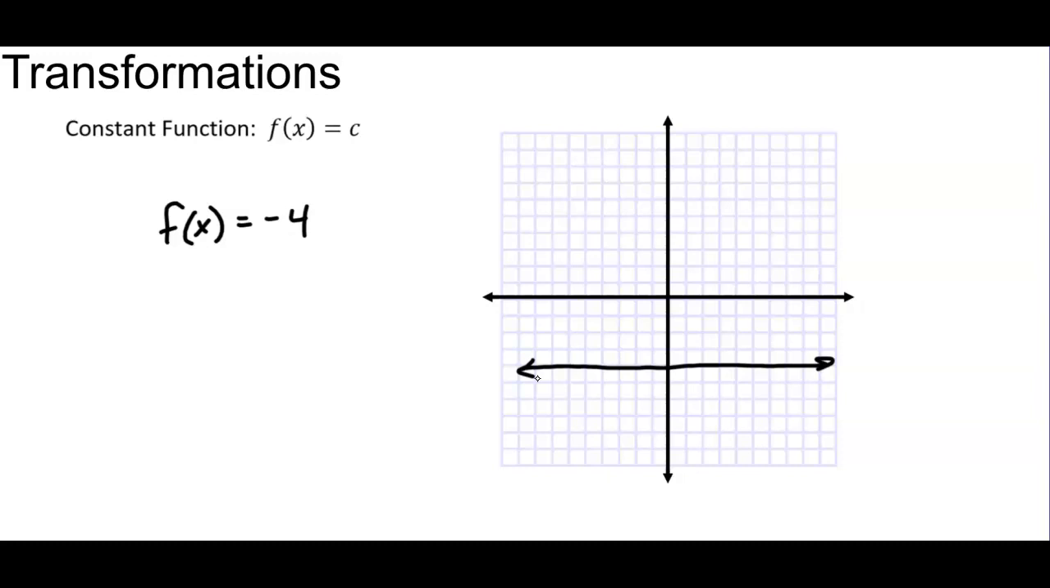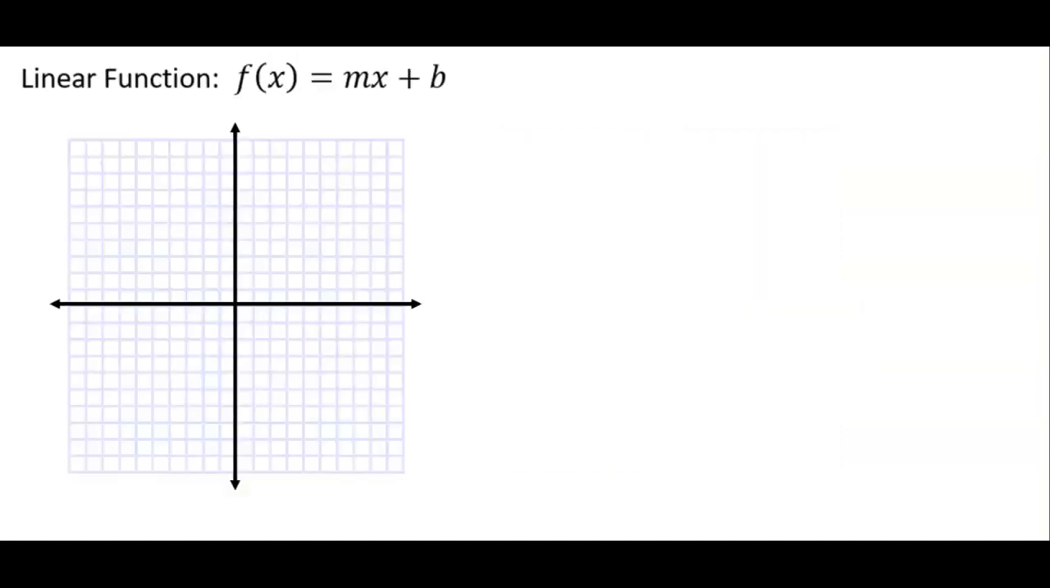We could talk about the domain and the range and other things. And there are other constant functions. It passes the vertical line test. Anyway, that's the constant function. So we'll move on. And now we have linear functions. Hopefully you're familiar a little bit with linear functions.